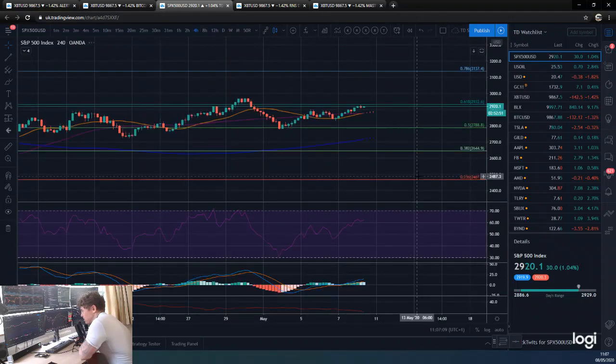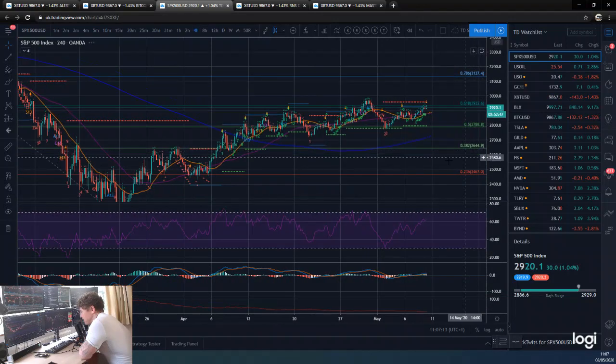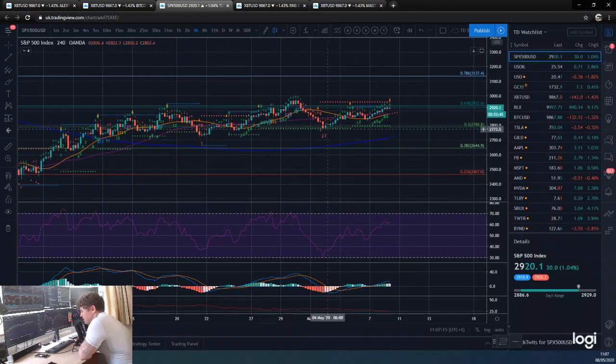We'll just have a look at the 4 hour smaller time frame, see if we can see anything here. 9 roundabouts the low there, 9 roundabouts the high of there, and so we're coming up on a 4 hour 9.